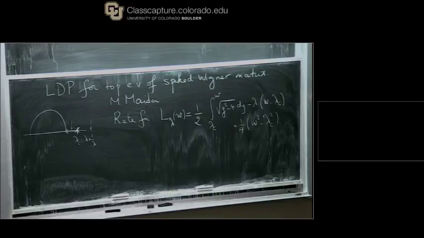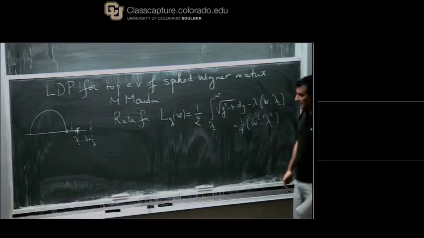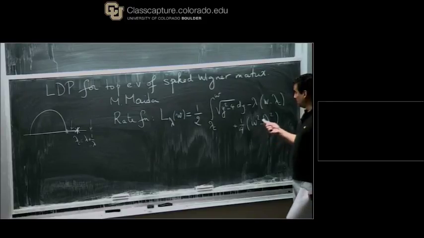So you find that this is something you can compute using these orbital integrals. You can compute all that, and this is what Millin-Maida does. But look at the formula. It's interesting. Of course, when there's no spike, lambda is 0, this disappears, and this disappears, and we get again what we had before.